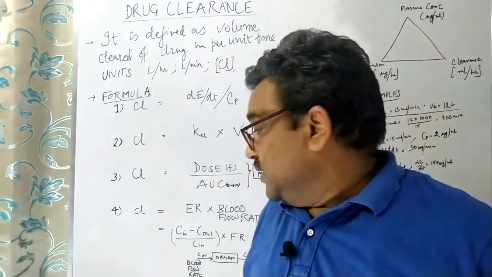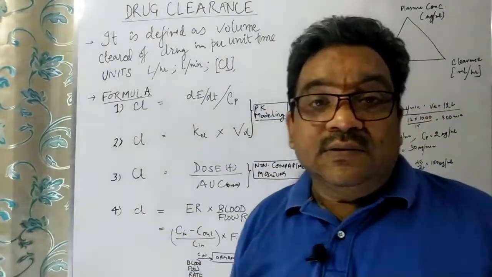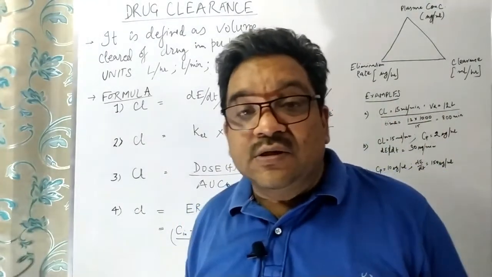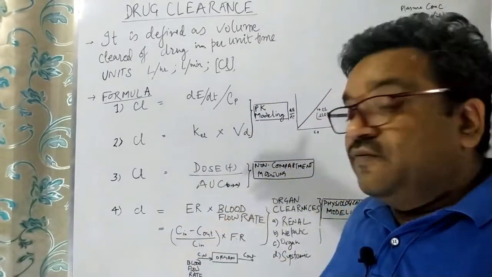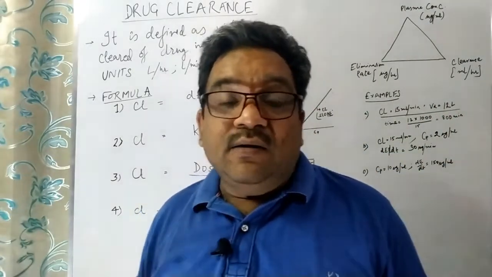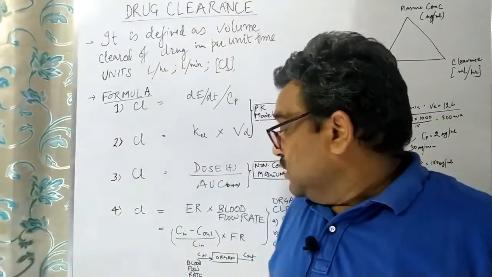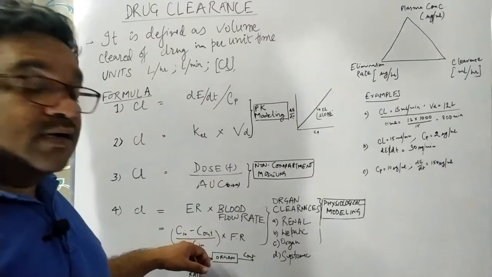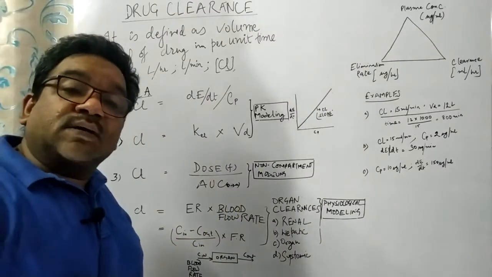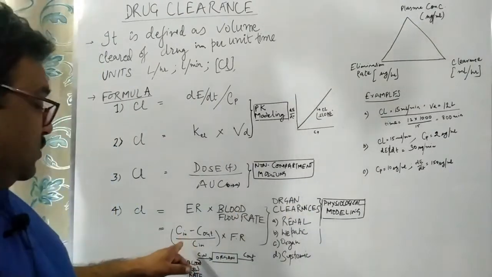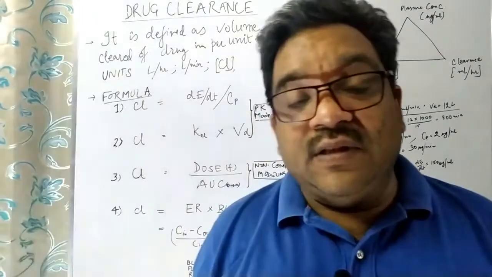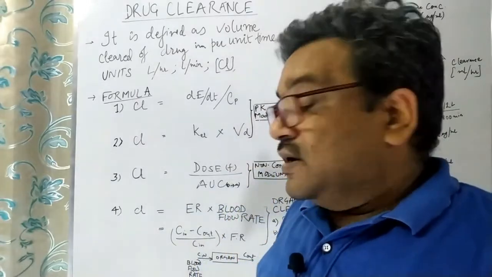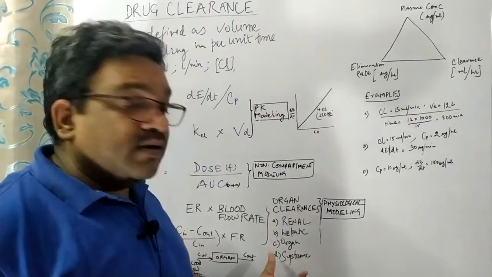In physiological modeling, we can say that clearance is the product of the extraction ratio and the blood flow rate, or perfusion rate, to that organ. In physiological modeling, the concentration of the drug entering the organ minus the concentration leaving the organ gives a proportionality ratio. If the extraction ratio is more than 0.7, we can say the clearance is obviously high. There are different organ clearances.